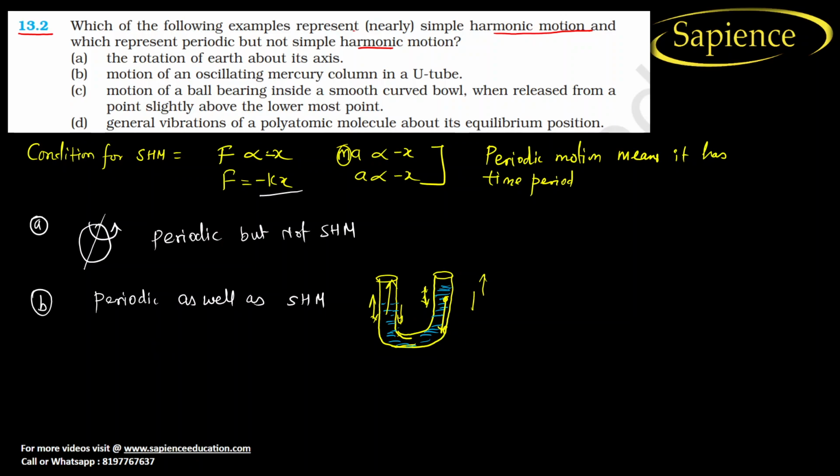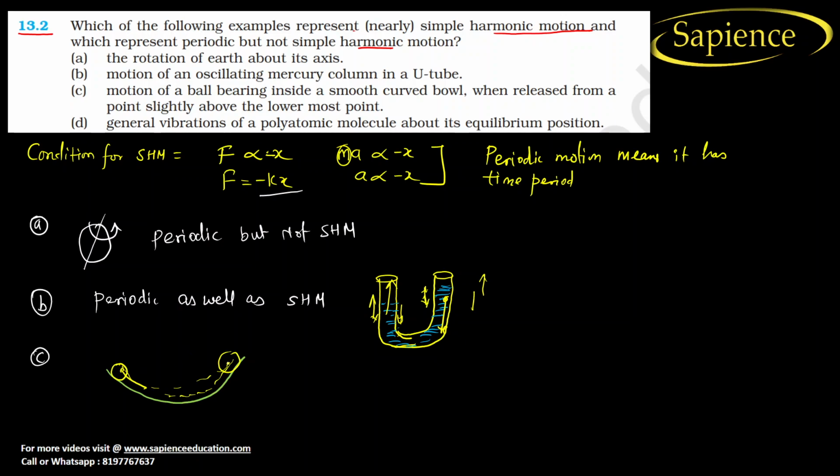Okay. So I hope you have understood this. Now let us go for question number C. Question number C: motion of a ball bearing inside a smooth curved bowl. So there is a smooth curved bowl like this, and there is a ball bearing. What will happen if you release this ball bearing? It will go in this direction, and again it will come back in this direction. So it will be repeating.